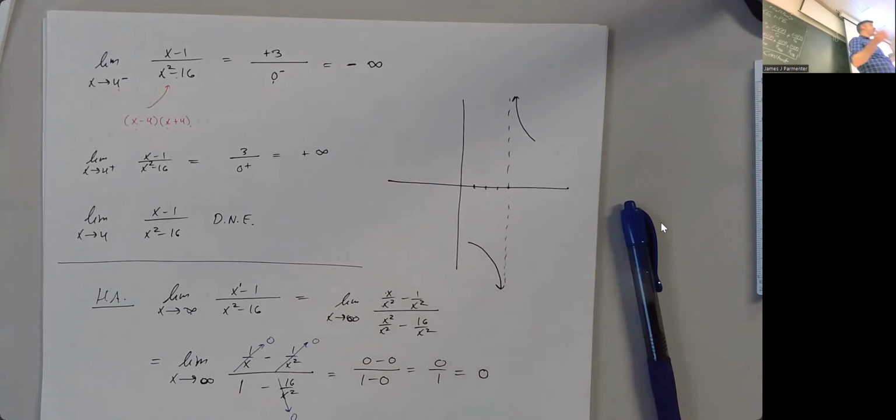And in general, that's true. If your degree on top is less than your degree on the bottom, the limit's going to be 0, or your horizontal asymptote is going to be 0.